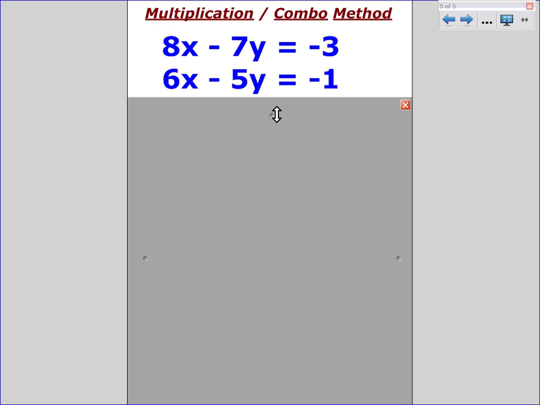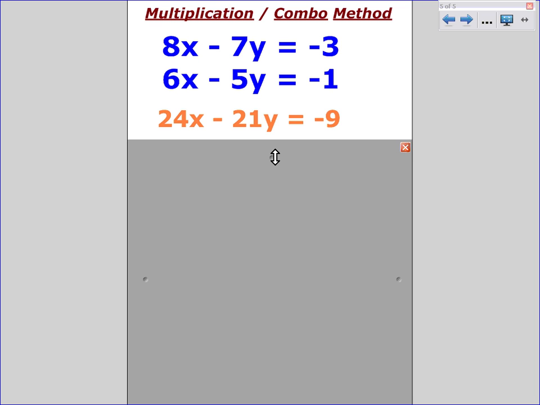And let me demonstrate. I'll get rid of x's. I take a look at the terms in front of the x's and I have 8 and 6. The least common multiple of 8 and 6 is 24. So now what I want to do is find out what do I multiply 8x by to make 24x, which is 3. So then what I do is I take all 3 elements in the first equation, 8x, negative 7y, and negative 3, and I multiply them all by 3. So then I get 24x, negative 21y, and last but not least, negative 9.